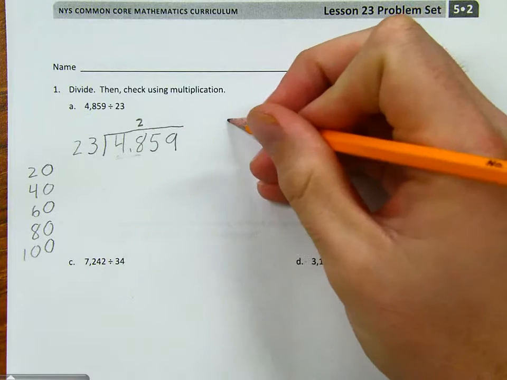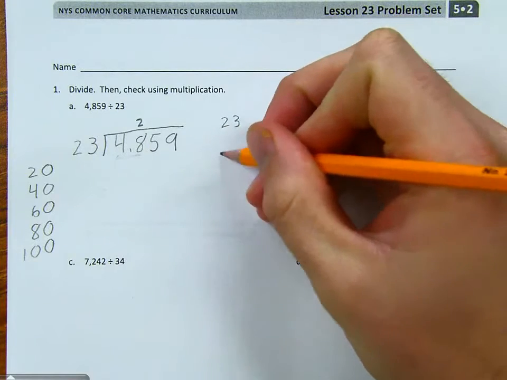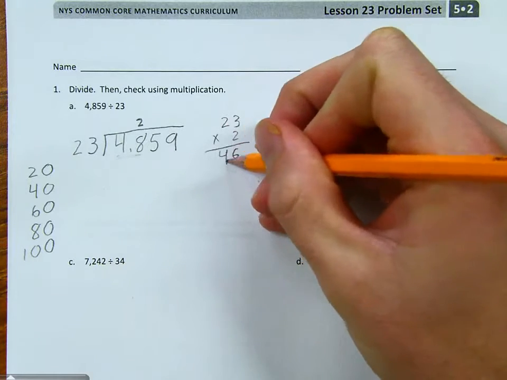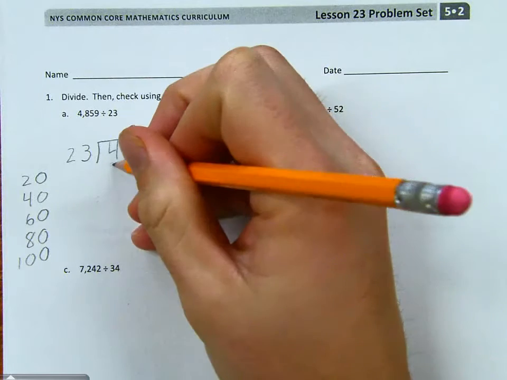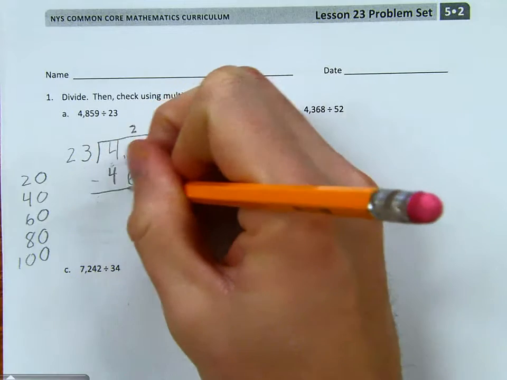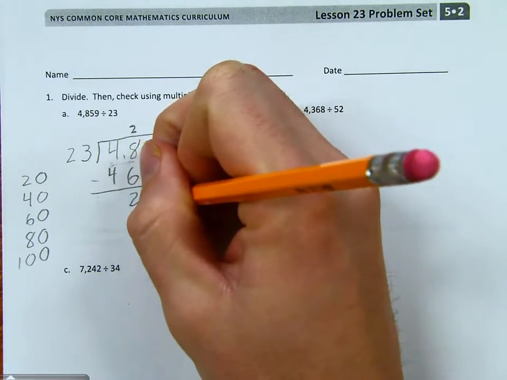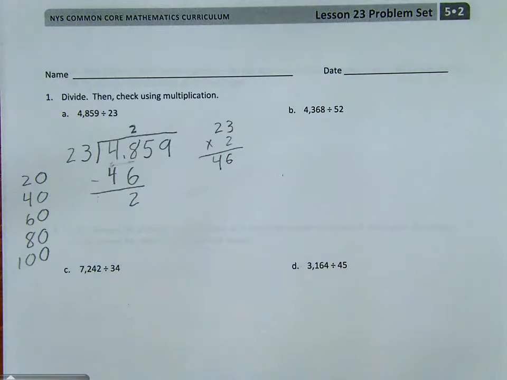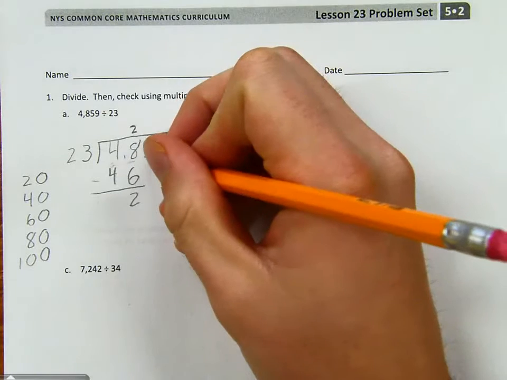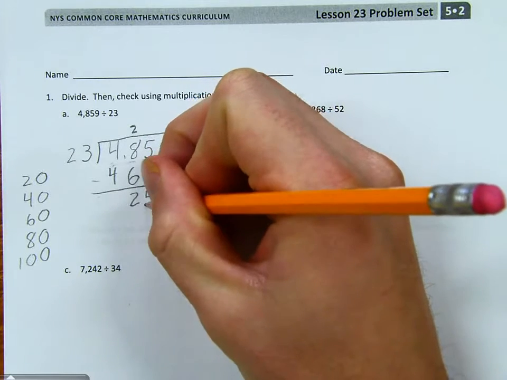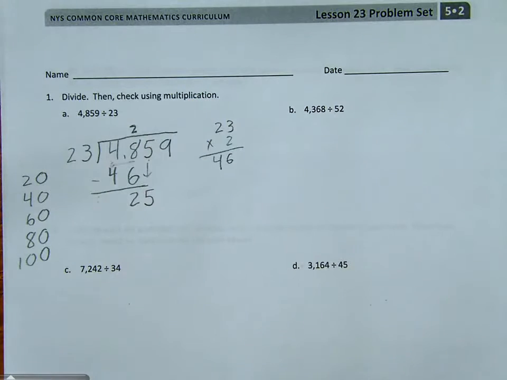So we're going to have to do 23 times 2, and we're going to get 46. 46 is smaller than 48, so we can subtract that out. We know our 2 is probably correct. When we subtract 46 from 48, we get 2. And it's really 2 hundreds. Now we're working out of our hundreds place. We can't split 2 hundreds into 23 groups, so we're going to need to bring down this 5, and we get 25. Well, 23 will go into 25.